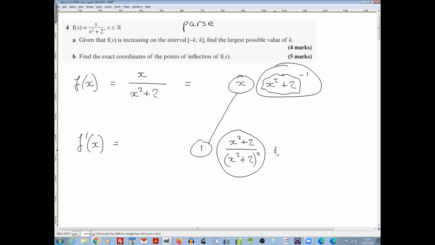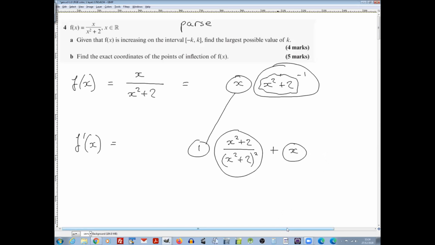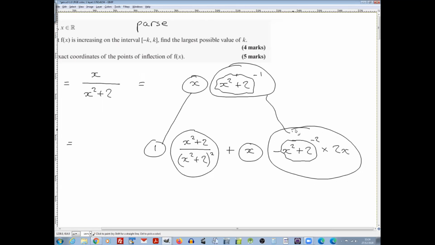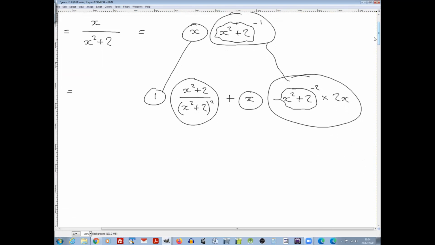x plus x. Plus x, you mean? Yeah. And then we'd have minus 1x squared plus 2 to the minus 2 times 2x. Yes. Excellent. Now let's just simplify.